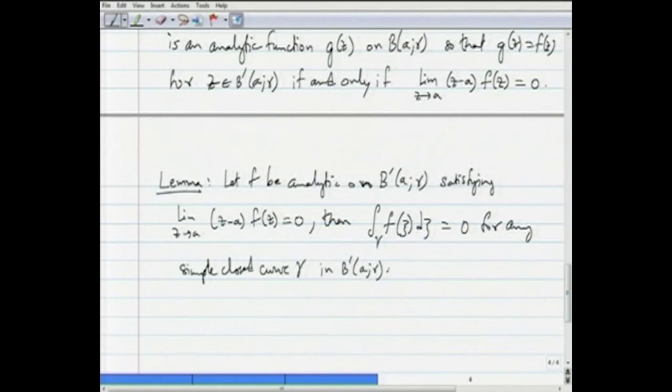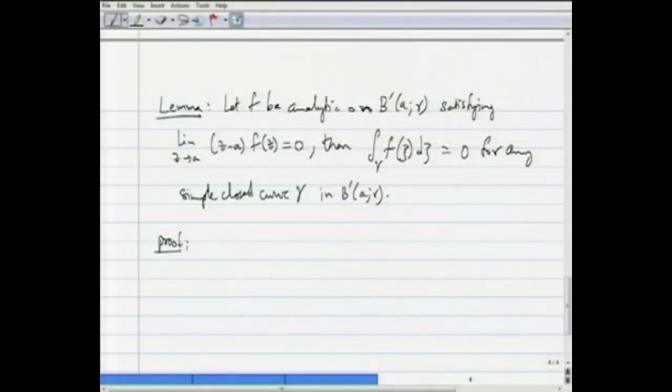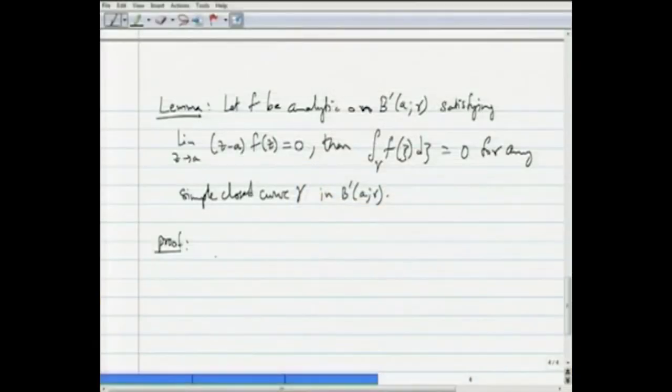So gamma should lie in the deleted disk B prime(a, r). Then the integration over gamma of f is 0. So it is a modification to Cauchy's theorem. What we are saying is that we can have a point a at which the limit as z goes to a of (z minus a) f(z) is 0. And with this kind of exceptional point, Cauchy's theorem still holds, that the integration around any simple closed curve of f is 0, if f is analytic in B prime(a, r). So, the proof is simple.